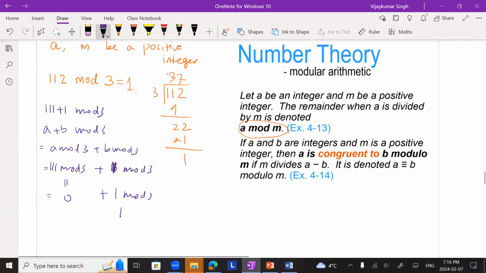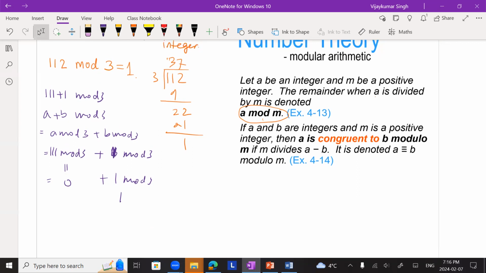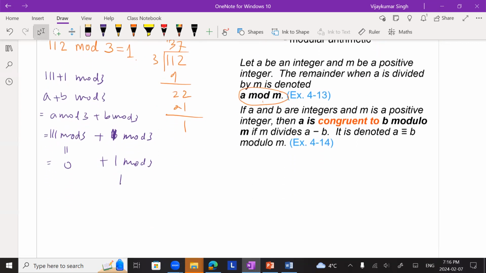Okay. Now comes another definition. So we talked about A mod M.